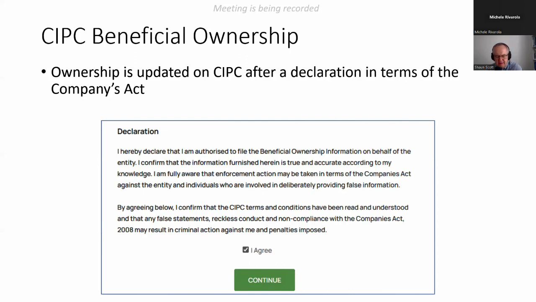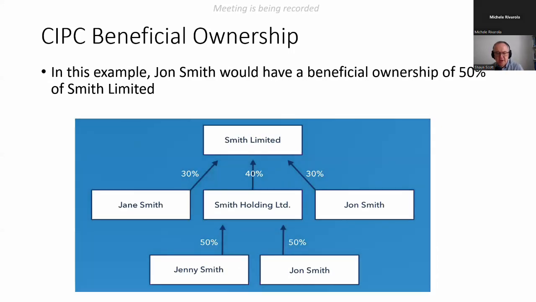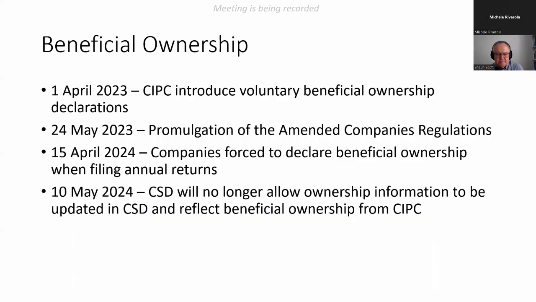Let's see, Michael, your thoughts. Yeah, sorry, I just have two points. One is how do you classify a pension fund or the Public Investment Corporation where they own a large chunk of shares in a listed company?